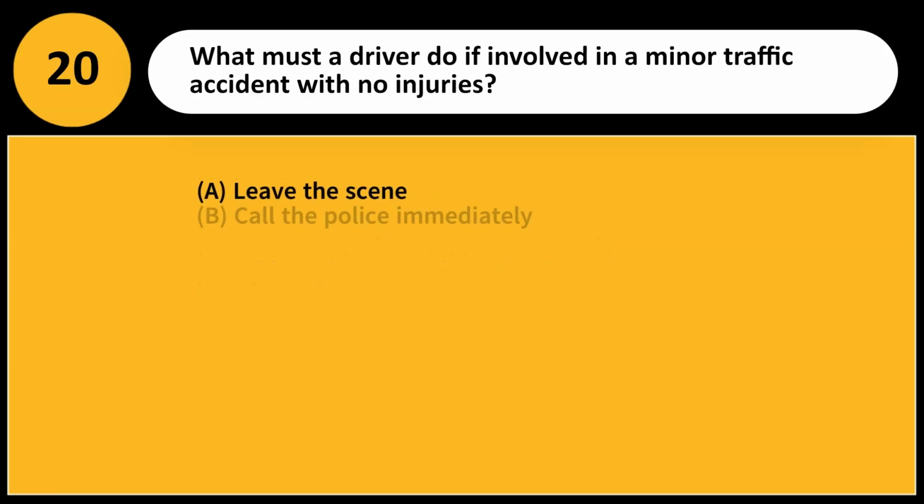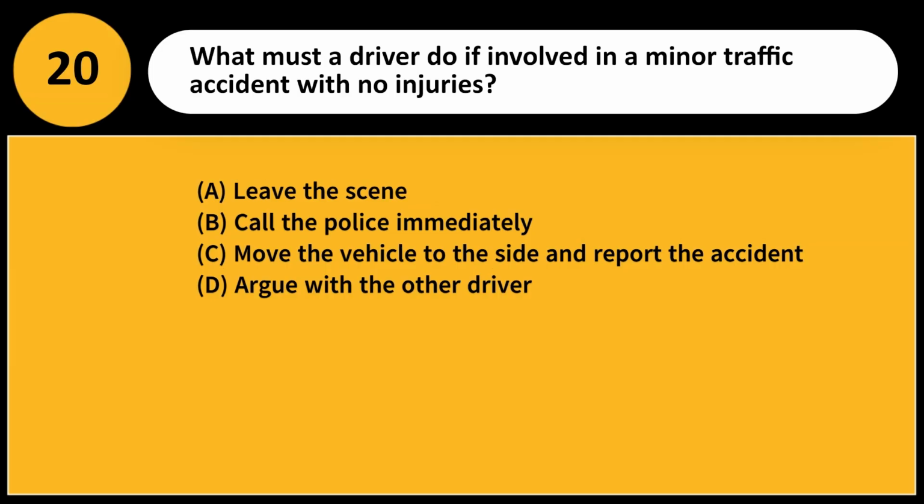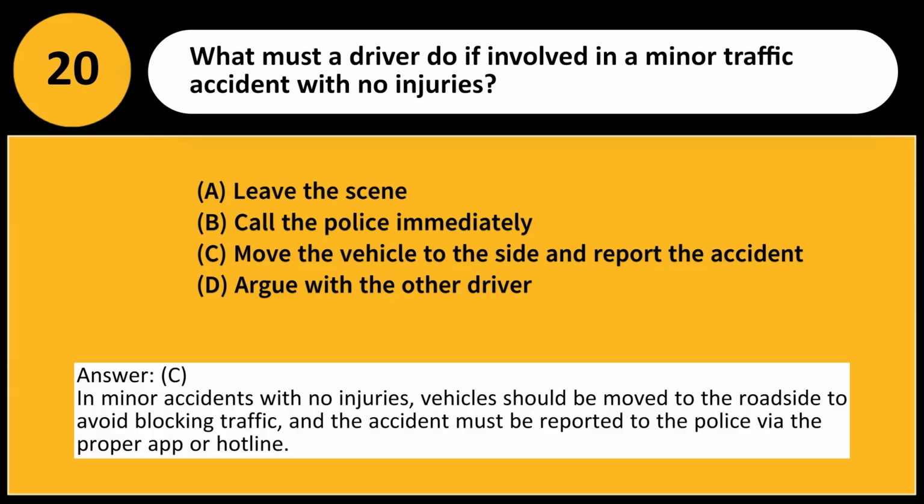What must a driver do if involved in a minor traffic accident with no injuries? A. Leave the scene. B. Call the police immediately. C. Move the vehicle to the side and report the accident. D. Argue with the other driver. Answer: C. In minor accidents with no injuries, vehicles should be moved to the roadside to avoid blocking traffic, and the accident must be reported to the police via the proper app or hotline.